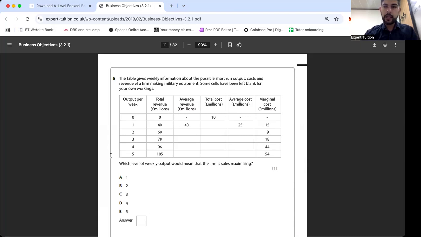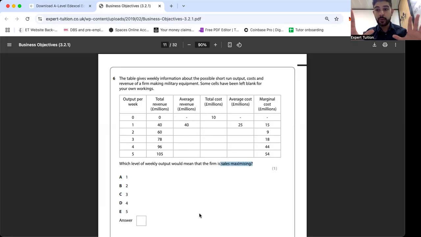Now they've given you all the variables here, so that makes life a bit easier. It says the table gives weekly information about the possible short-run output, costs, and revenue of a firm making military equipment. Some cells have been left blank for your own workings. Right. Bonus question again, just to make sure that you guys are familiar with this. What is the fixed cost for this firm? Can you see the fixed cost for this firm is £10 million because output is 0, there's still a cost. And then we're trying to work out what level of output would mean that the firm is sales maximizing.